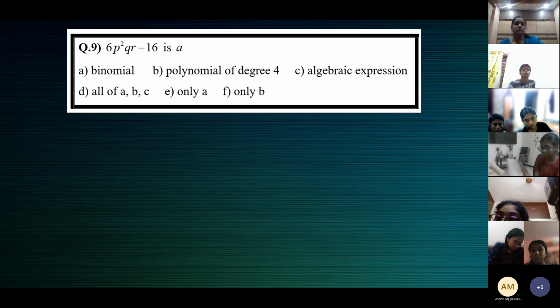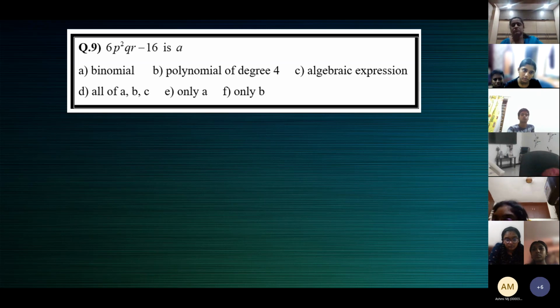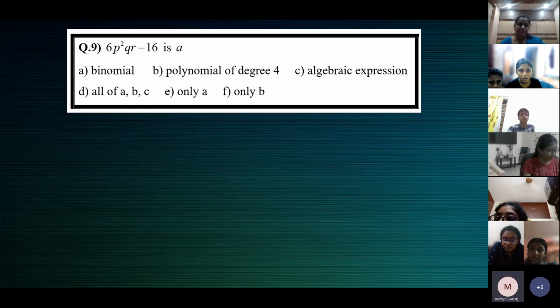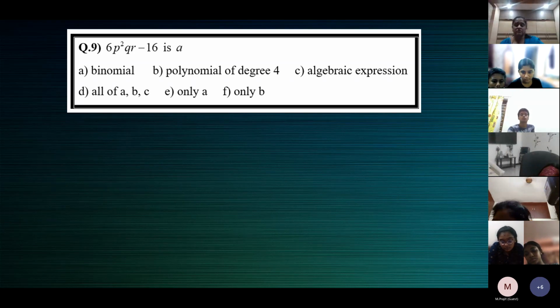Is it a binomial? Yes, ma'am. Is it a polynomial of degree 4? Yes, ma'am. P squared Q R, 2 plus 1 plus 1, 4. Is it an algebraic expression? Yes, ma'am. So then what's the correct option? D. All of A, B, and C.